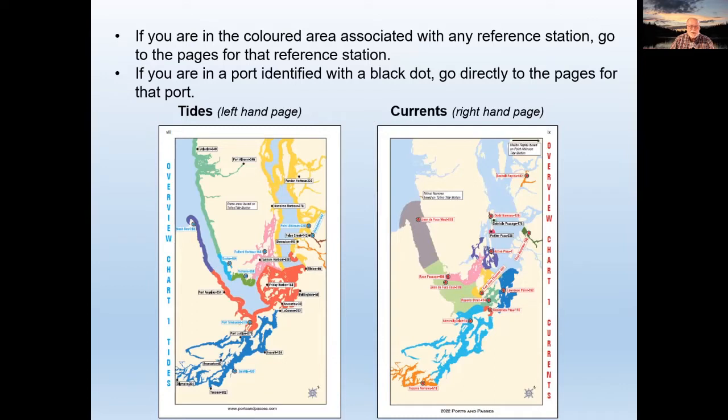For instance, in the Georgia Strait, on the left-hand panel, the areas colored yellow are all referenced to Point Atkinson, which means that the secondary tables give corrections from the Point Atkinson tides that can be used elsewhere in the yellow area. The same applies to currents, though you'll see that since currents are fairly weak in the Strait of Georgia, they're not tabulated for this area.